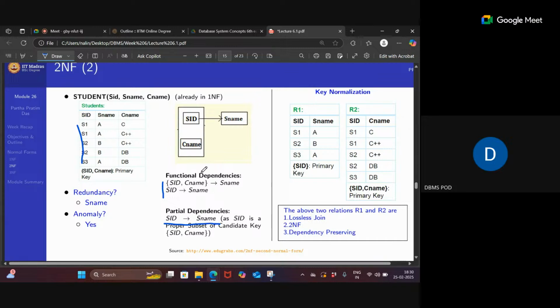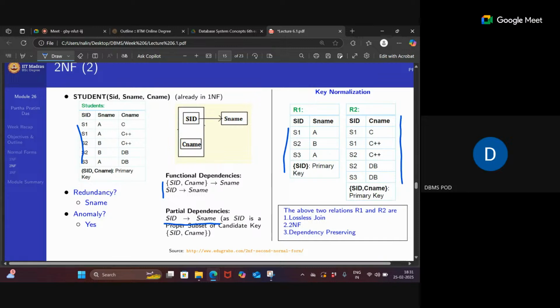Now what can we do? If the relation is not in 2NF, then we can decompose our table. How to decompose our table? We can make SID, SNAME in one table and the remaining, SID and CNAME, in the other table. So in the relation R1, SID is a primary key, and here SID and CNAME both together form the primary key. So this relation is in 2NF. There is no partial dependency.